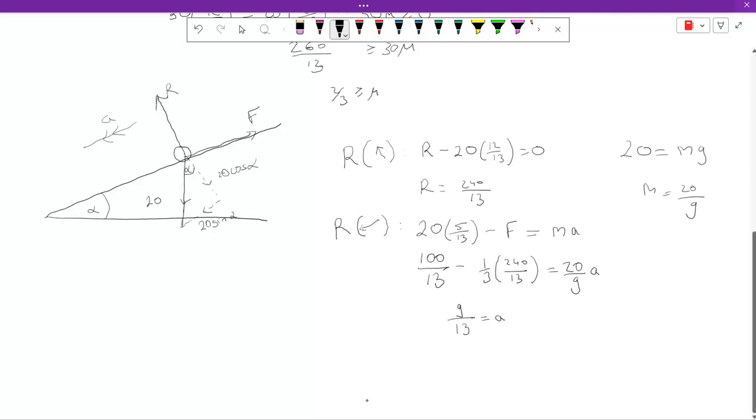You shouldn't give your answer like that, so let's work that out in the calculator, and the acceleration comes out as 0.75 meters per second.